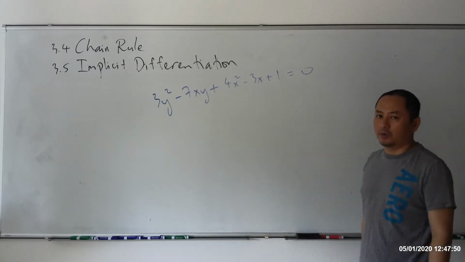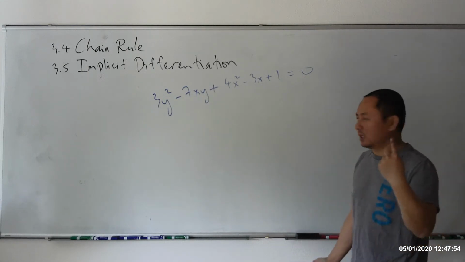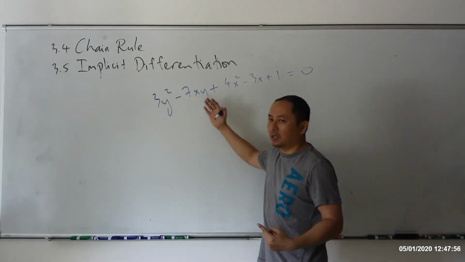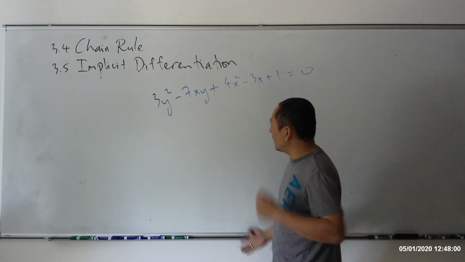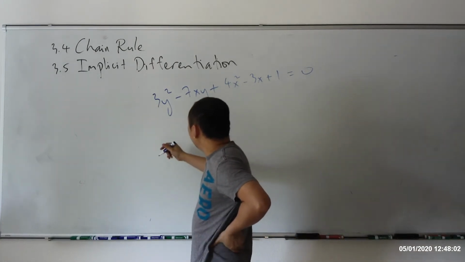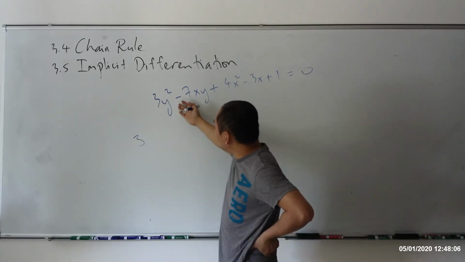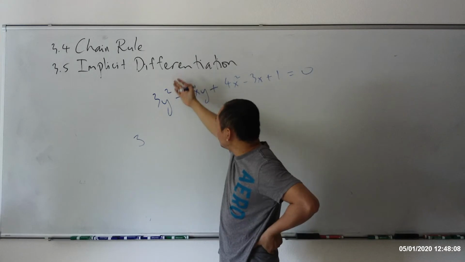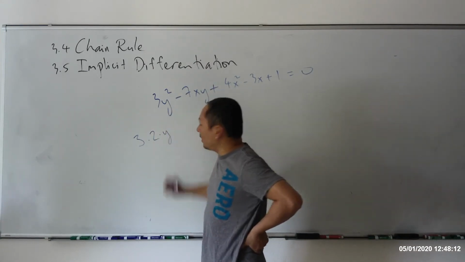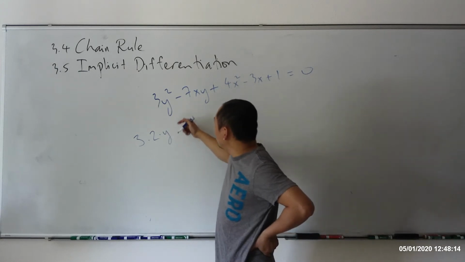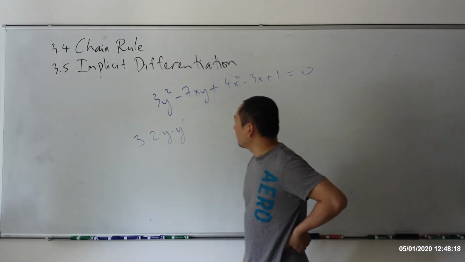Now I want to take the derivative of this. Just simply take the derivative of both sides. Just be aware that y is not the variable. Y is a function. Okay? So how do we take care of this? 3y squared. 3 is a constant outside. Think of the chain rule in here. Like y squared, the derivative is what? 2 times y, right? And then the chain rule says what? You have to multiply by the derivative of the inside. So y prime.